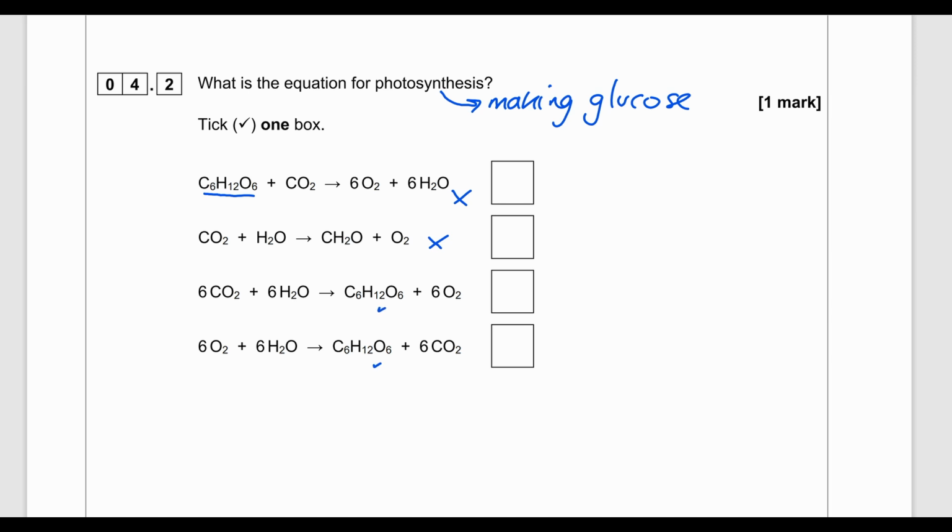But what's the next thing that we have to think about for photosynthesis? A plant needs to also take in carbon dioxide for the process to work. So if we look at our fourth equation, carbon dioxide is a product, so that can't be right. So the third box should be our answer.